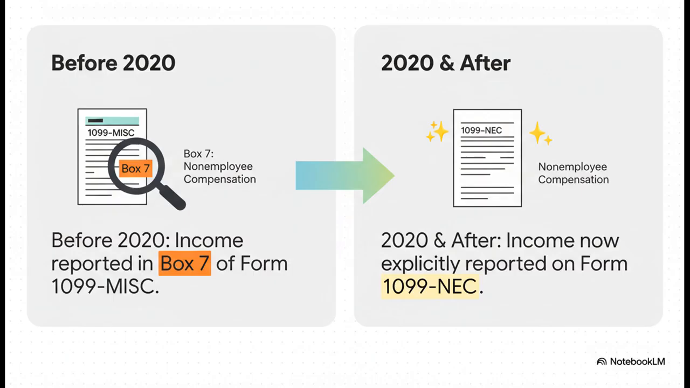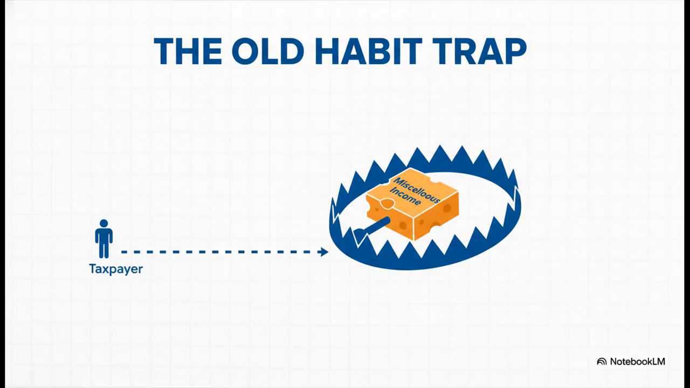So here's what changed. Not too long ago, before 2020, any money you made as a contractor was just reported in Box 7 on the good old 1099-MISC form. But then the IRS decided to create a brand new dedicated form just for this stuff. Form 1099-NEC, which stands for Non-Employee Compensation. Now, the trap isn't the form itself. It's an old habit. A lot of people get this form, see the income, and just instinctively classify it as miscellaneous income or other income on their tax return.